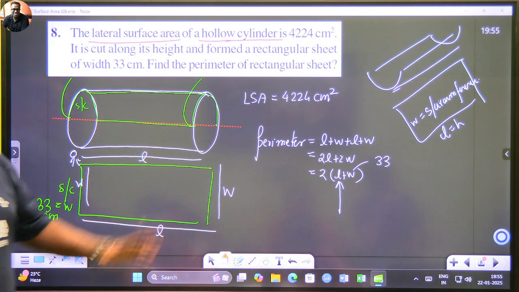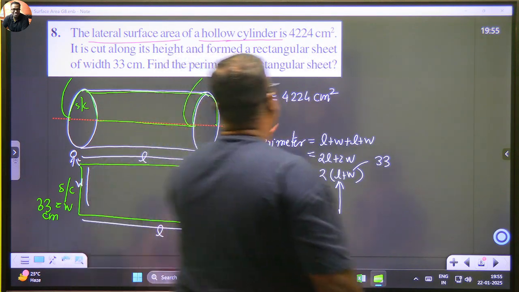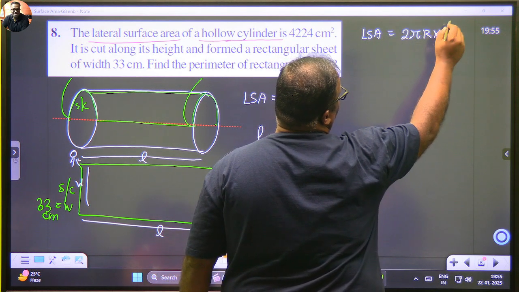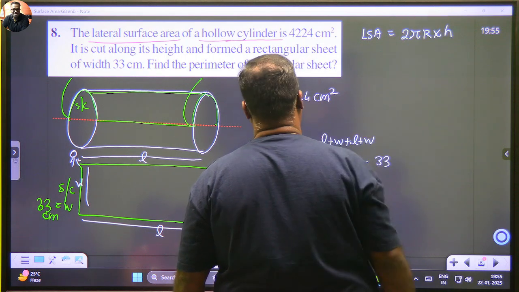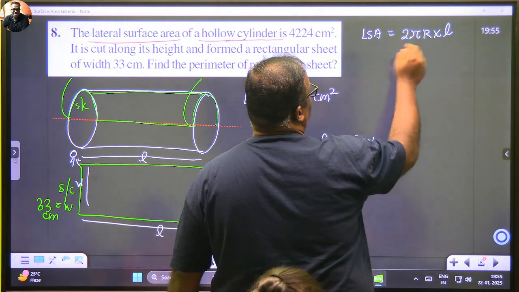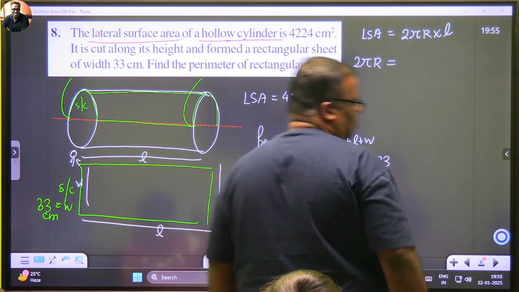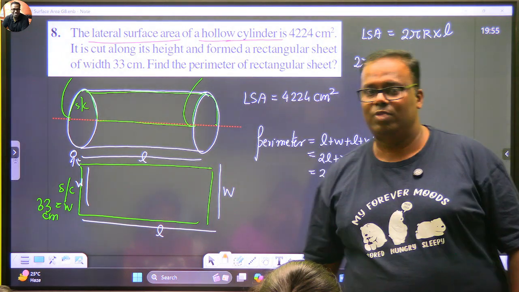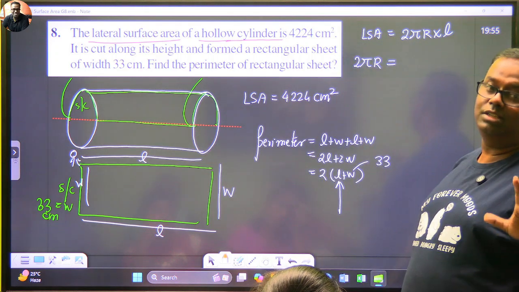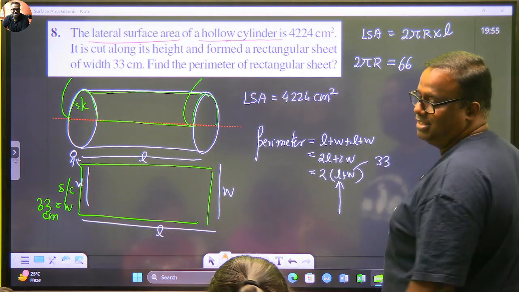Did you understand? Now see how to make your calculation simple. Let's look at the LSA's formula. What is LSA equal to? Bangle multiplied by height. Agreed? Or in our case, instead of height, we are writing length. Bangle. So how much is 2 pi r? So 2 times pi times r. What will be the value? Can anybody tell me? You are already given the semi-circumference. Semi-circumference is how much? 33. 2 pi r is 66. Very good. 66.